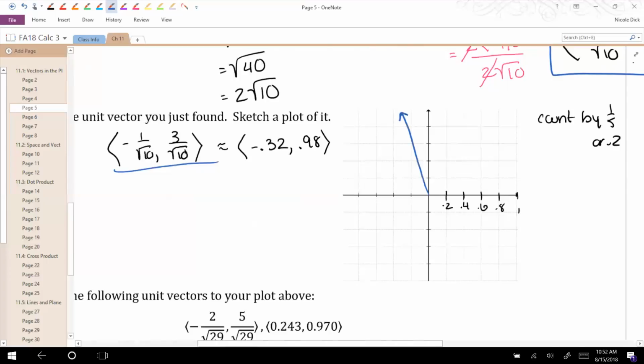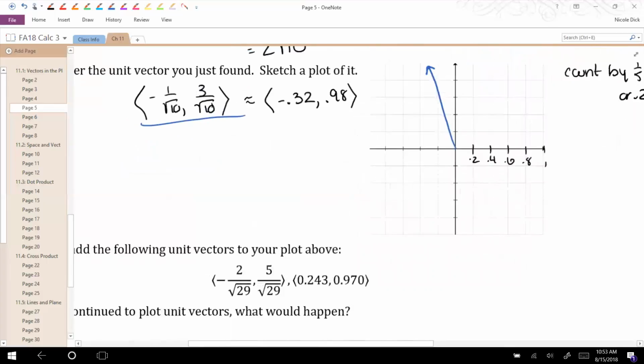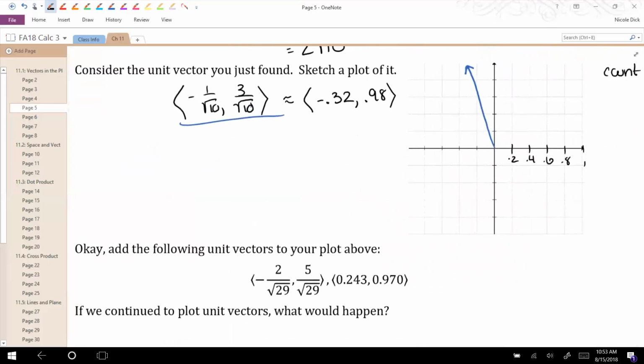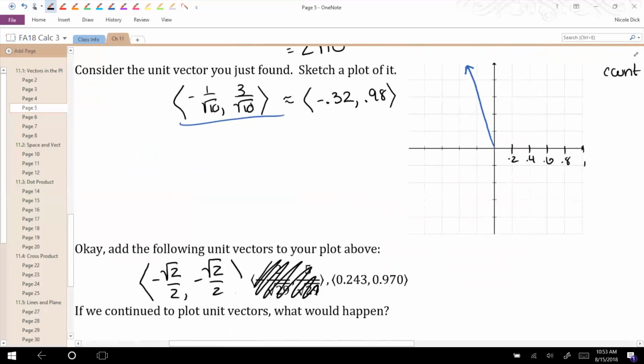So it's nothing too exciting right now. Well, let's plot a couple more unit vectors. And down here I give a couple of them, although I'm going to change this one because it's really similar to the one that we just looked at. So let's instead say -√2/2, -√2/2. That one looks a little different. The other one's fine, you can graph it. But same thing, let's go ahead and graph these vectors and plot them on here.